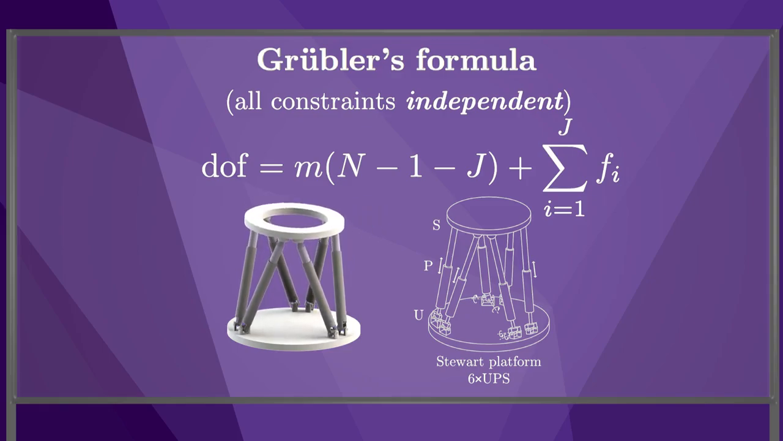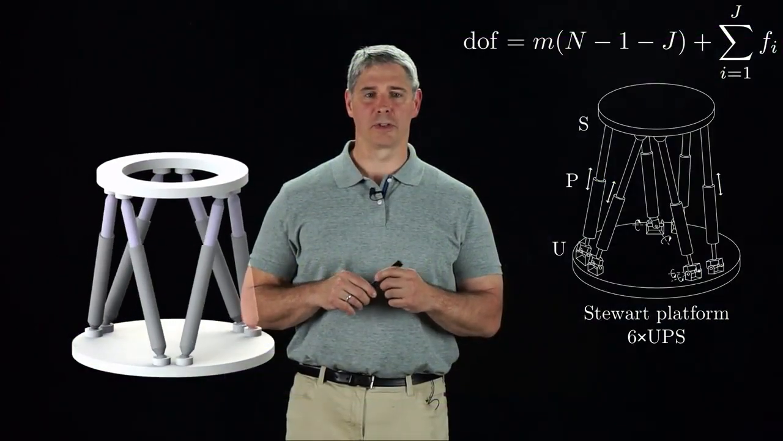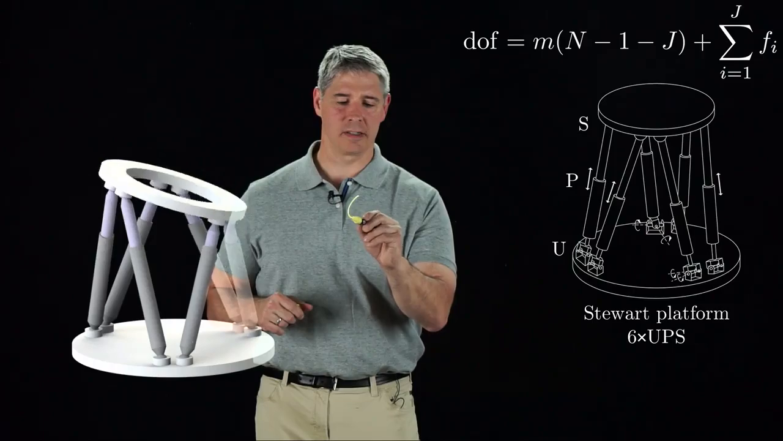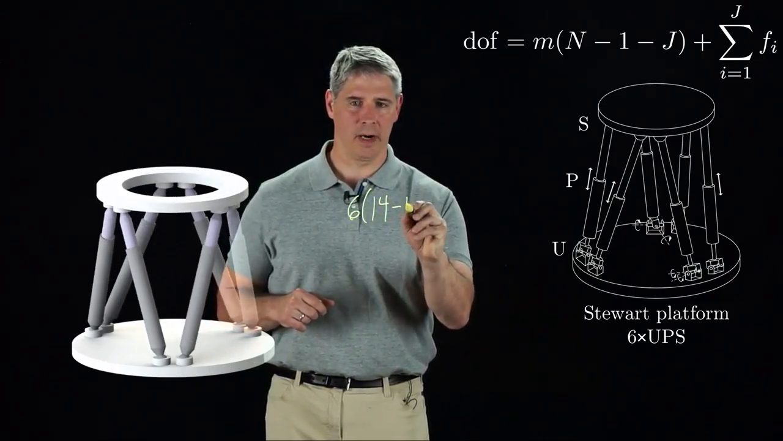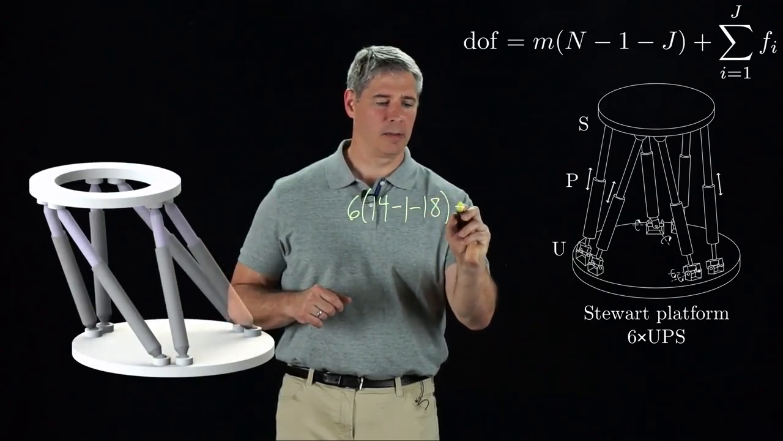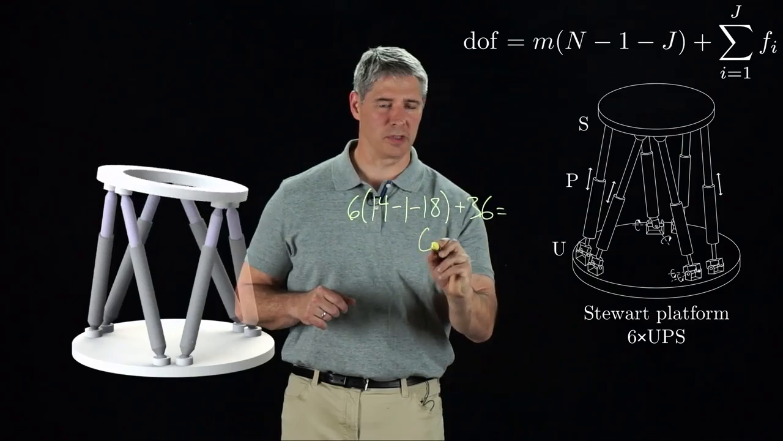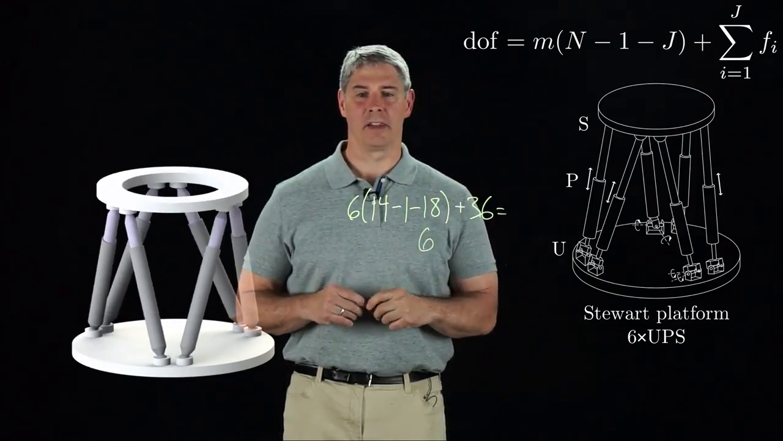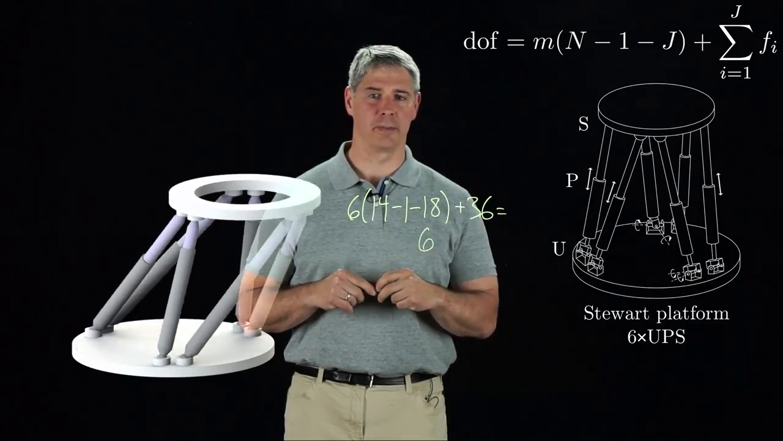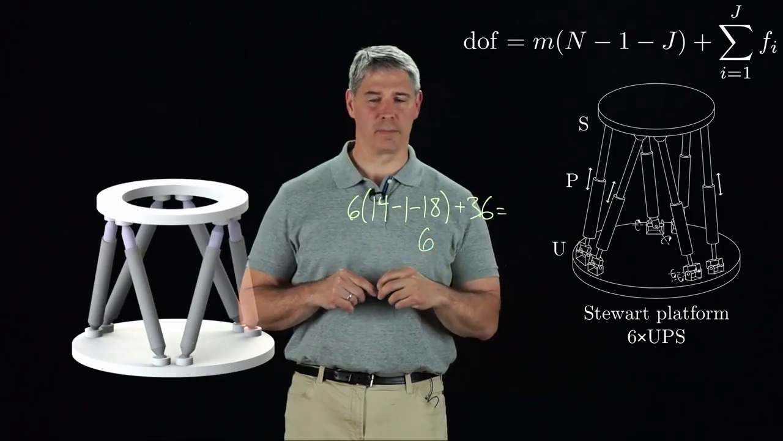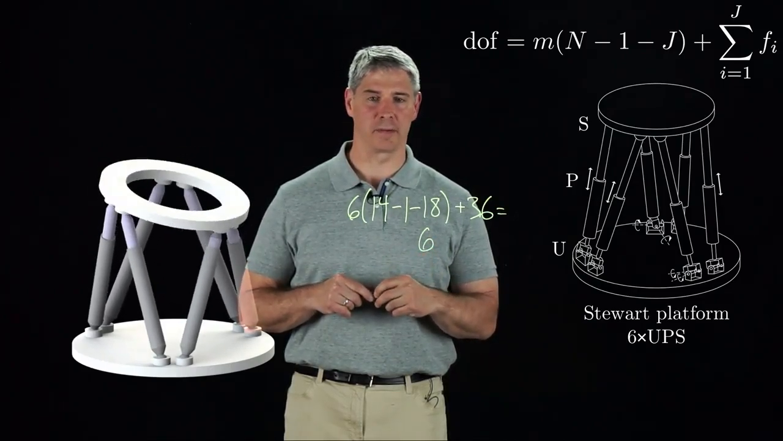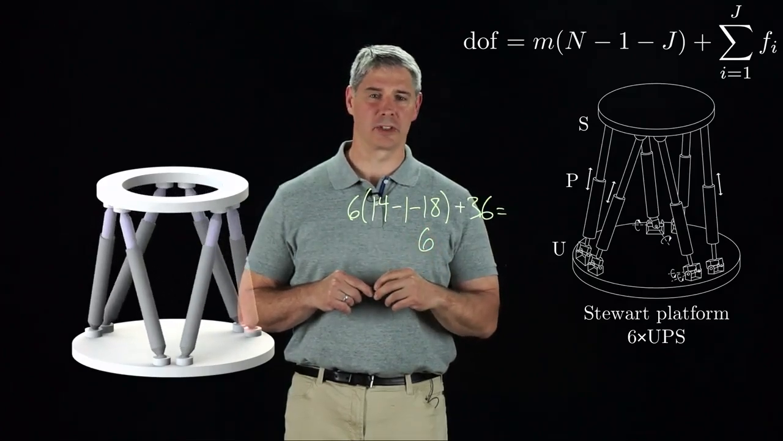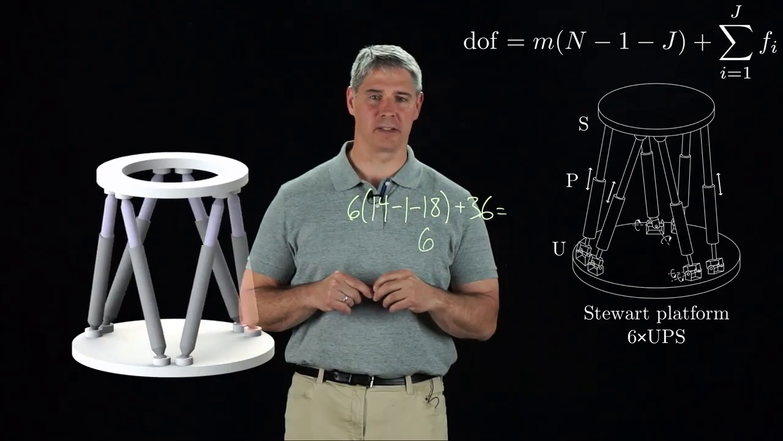Each leg has 3 joints with 6 degrees of freedom total, for a total of 18 joints with 36 total freedoms. The mechanism moves in 3-dimensional space, making m equal to 6. Gruebler's formula tells us the Stewart platform has 6 times (14 minus 1) minus 18 plus 36, which is equal to 6 degrees of freedom. The top platform can be moved with all 6 degrees of freedom of a rigid body. There are limits to the range of motion, of course, but these limits do not reduce the number of degrees of freedom. In the next video, we will explore another important property of a configuration space, its topology.